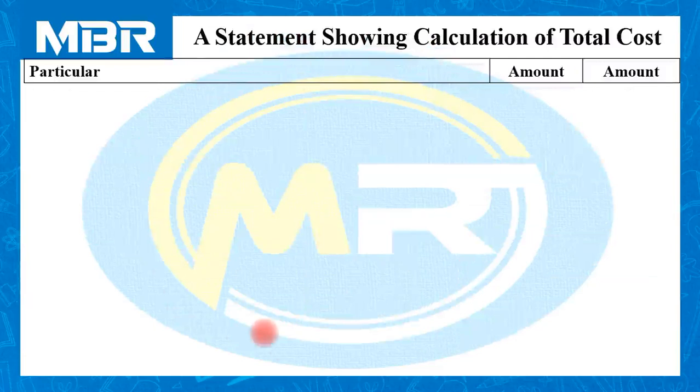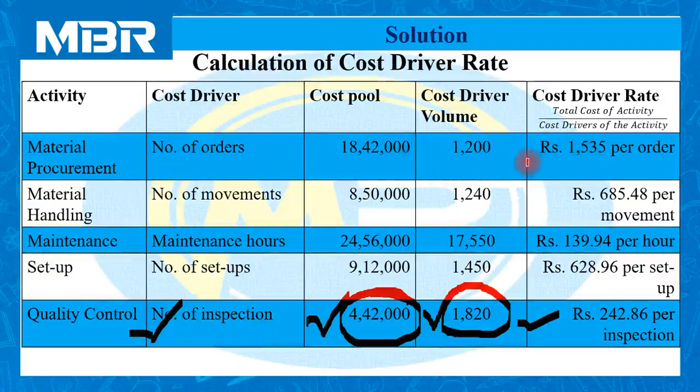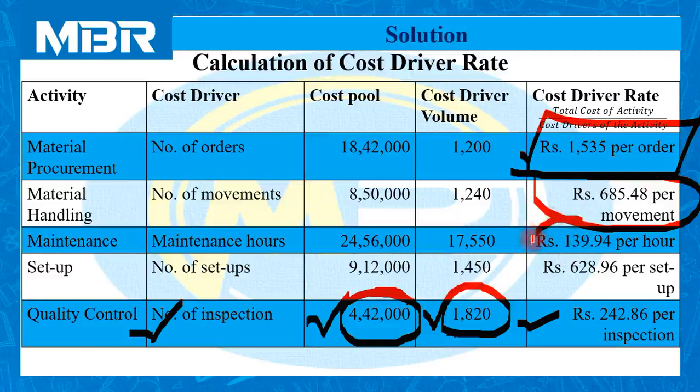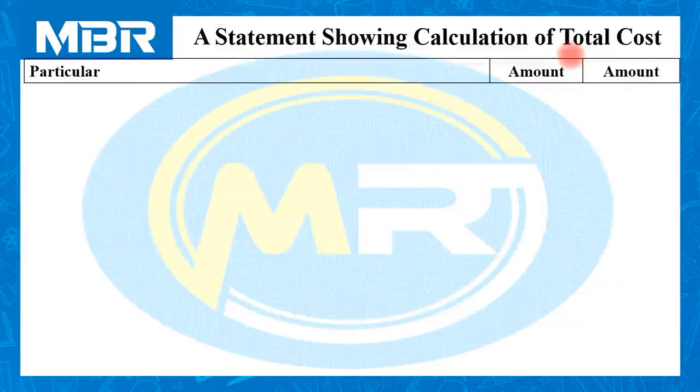Now we have decided all the expenditure and it is 1,535 per order, 685.48 per movement, 139.94 per hour for maintenance, 628.96 per setup, and last 242.86 per inspection. Now using this cost driver rate and additional information to be given in the question, we have to prepare our cost sheet.